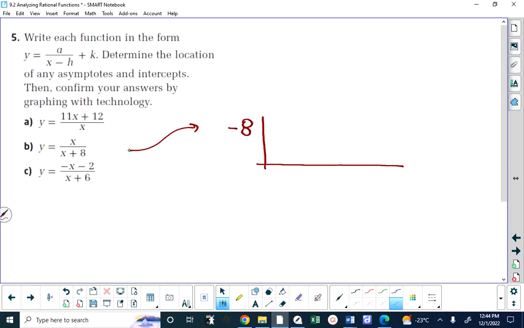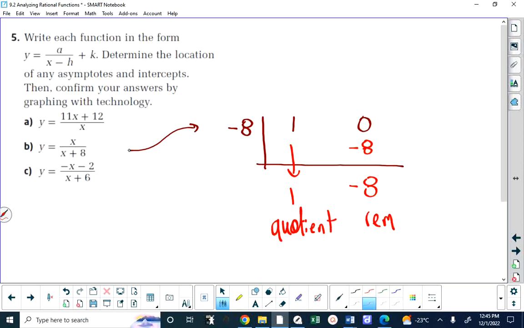And I have to put the coefficients of all of the terms of the polynomial I'm dividing into x, and that's 1x plus 0. So I do need that 0 there to make sense of this. And in B, what you would do then is bring the 1 down, multiply and get negative 8, and add to get negative 8. This is the quotient. And this, of course, is the remainder.